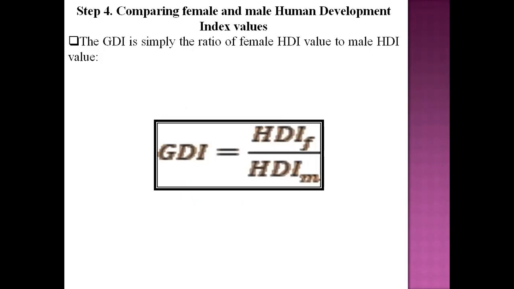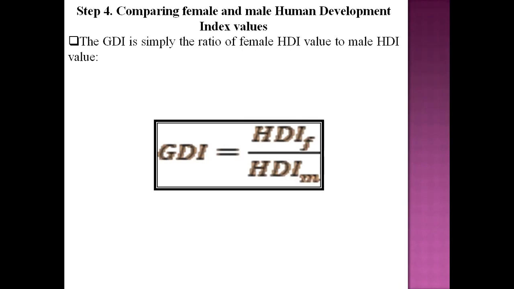Next, comparing the female and male Human Development Index. The GDI is simple: it is the ratio of the HDI of female to the HDI of male. If it is greater than 1, then equal. We will try to explain whether there is gender discrimination in three indicators, that is health, education, and income, or not.